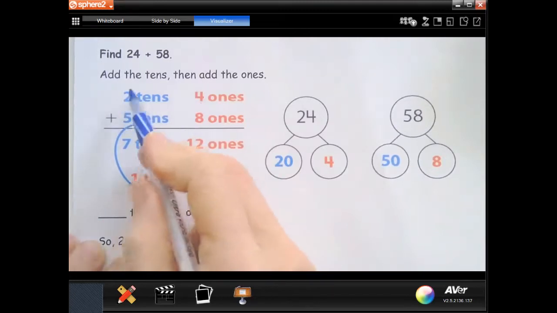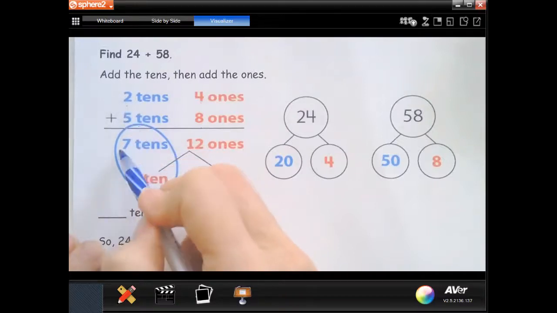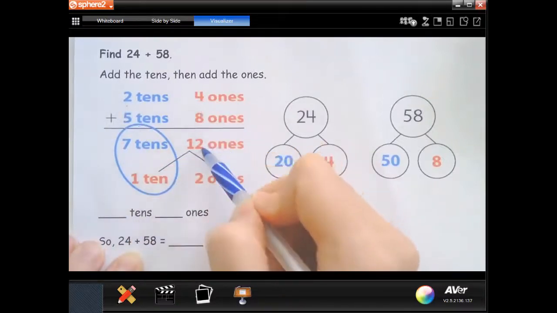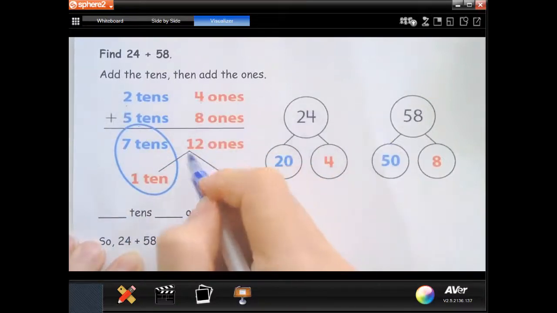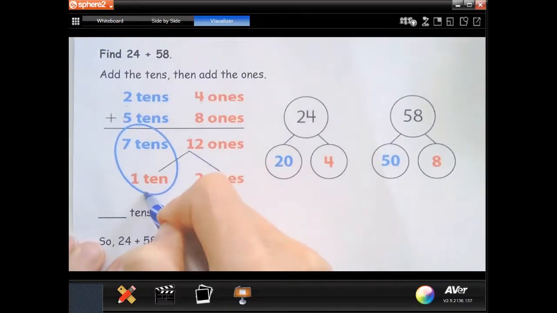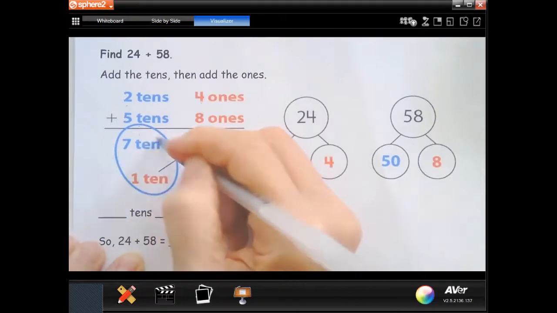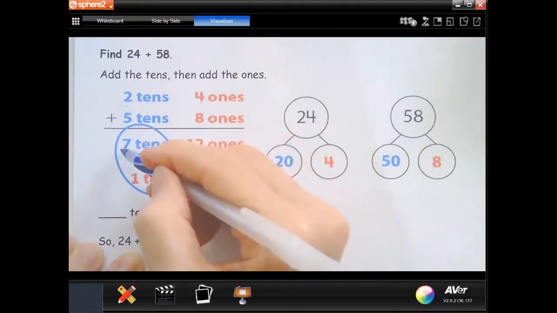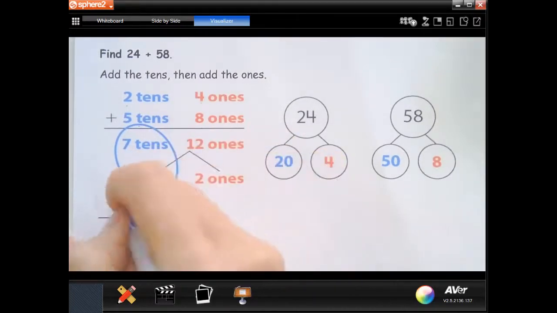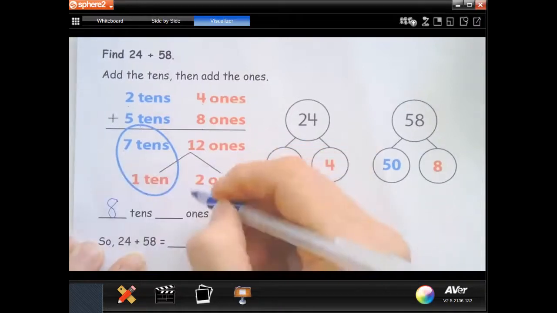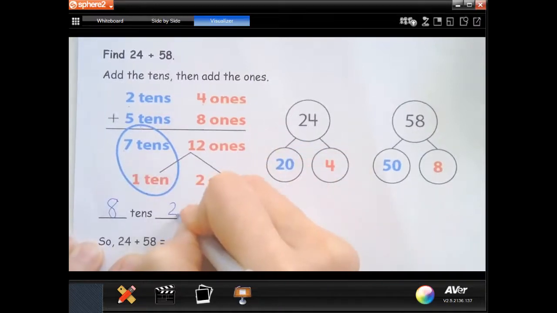So how many tens do I have? 2 plus 5 equals 7. 4 plus 8 equals 12 ones. Well, I know that 12 is 1 ten and 2 ones. So now, how many tens do I have? What is 7 plus 1? You're right, it equals 8. And then I still have 2 ones.